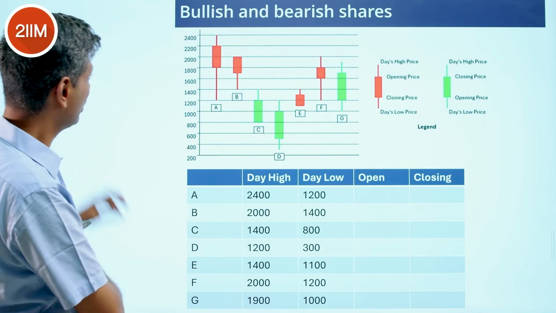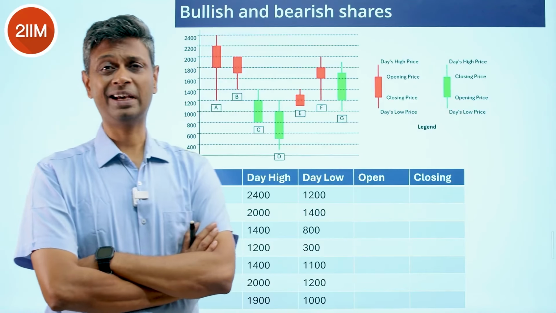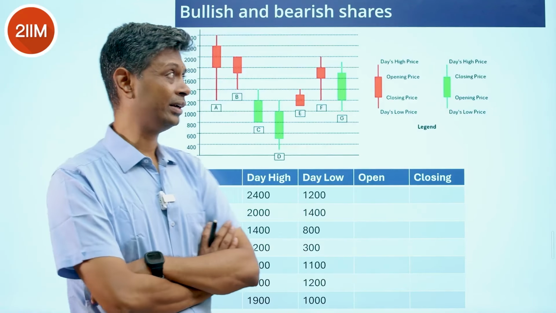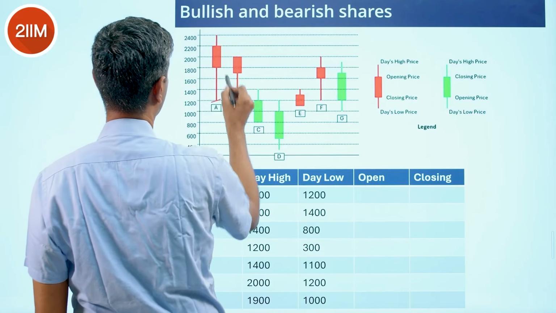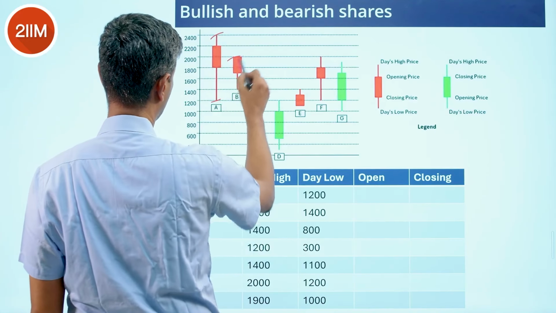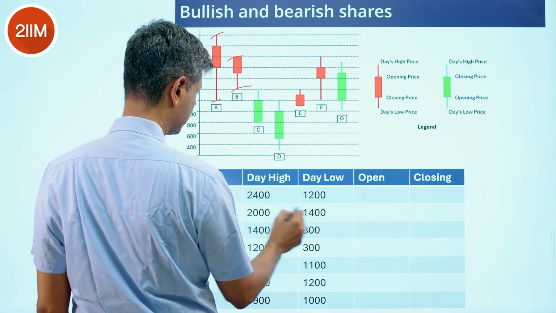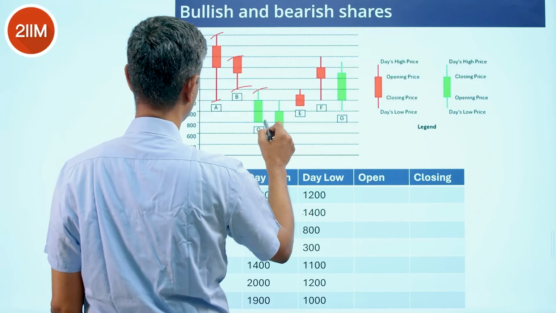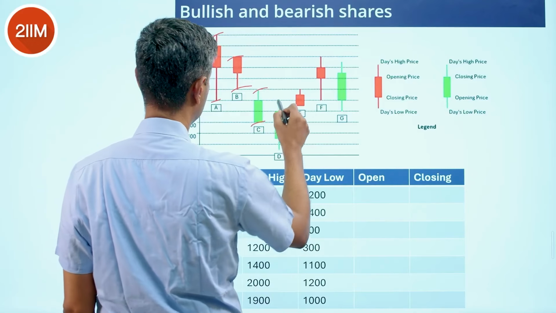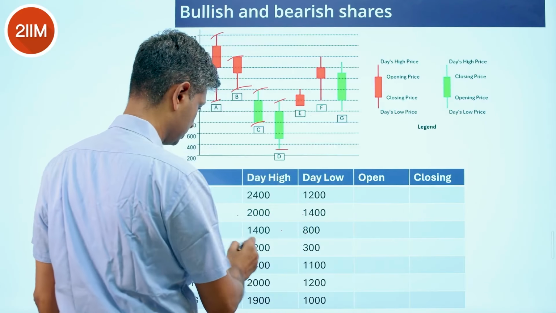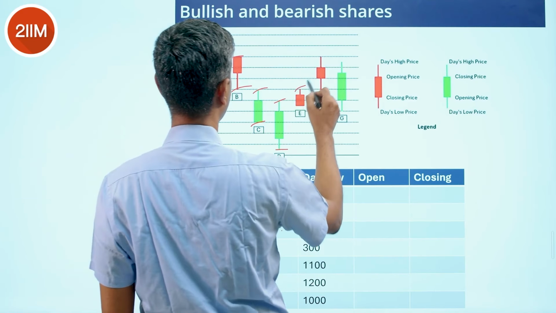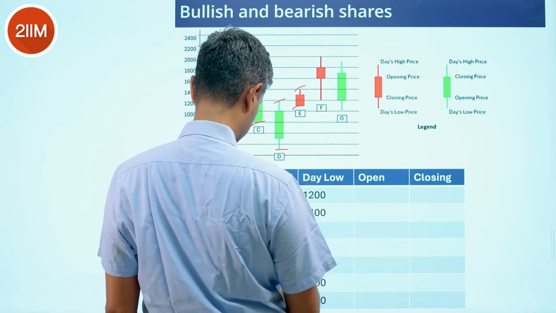Nice. We look at this and we go, look, we're not doing this with a graph. We're going to plonk in all data. And day high, day low is very easy. 2400, 1200, 2000 and 1400, 1400 and 800, 1200 and 300, done. 1400 and 1100, done.